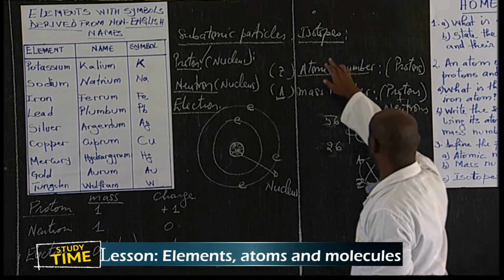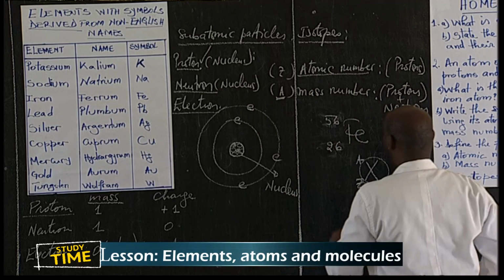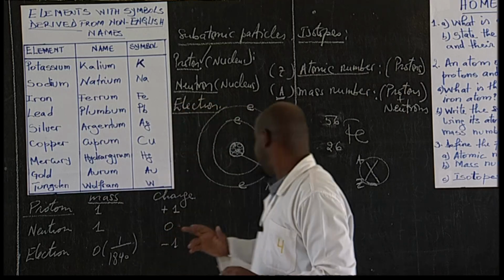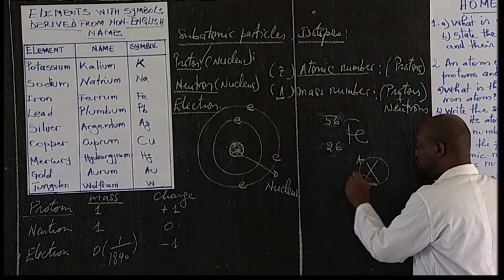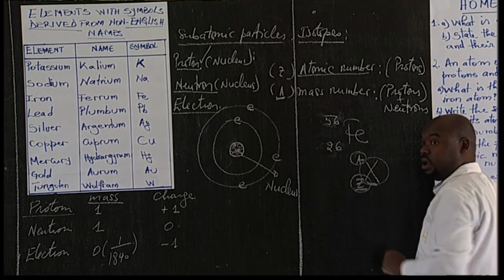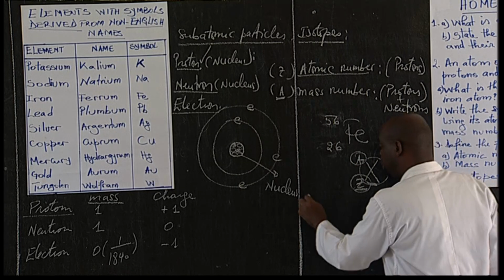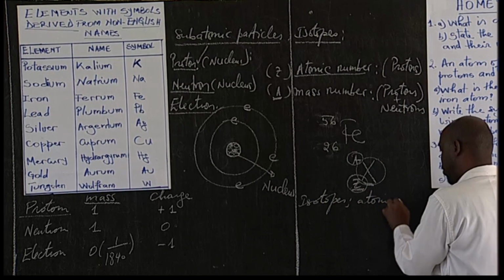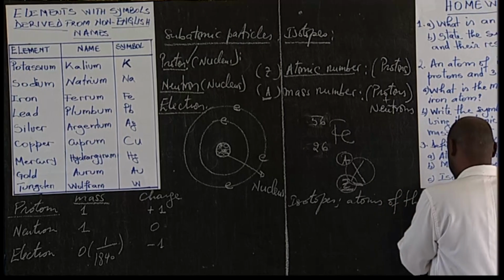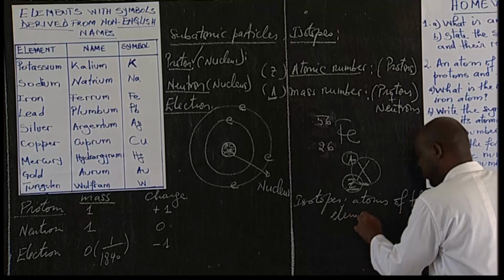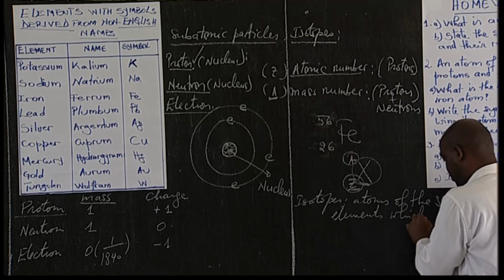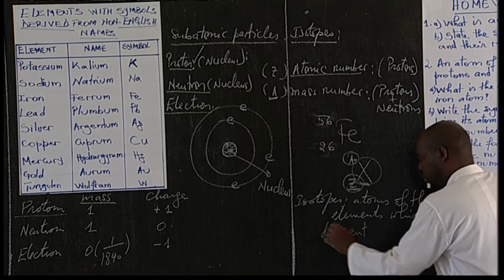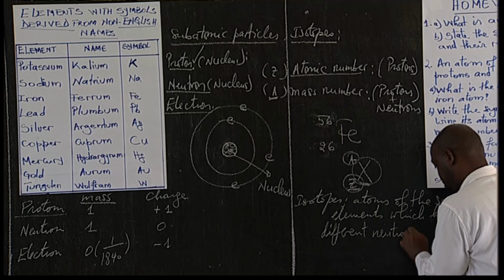Now, let us go back to the isotopes. What are isotopes? We said that isotopes belong to the same element, so they have the same identity, the same atomic number, but they have different masses. So isotopes are atoms of the same element which have different neutron numbers.